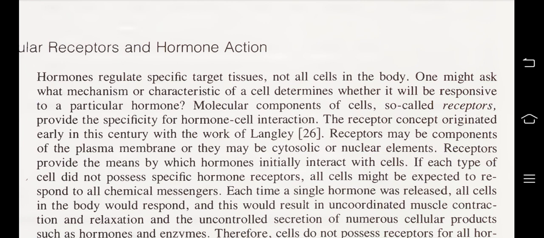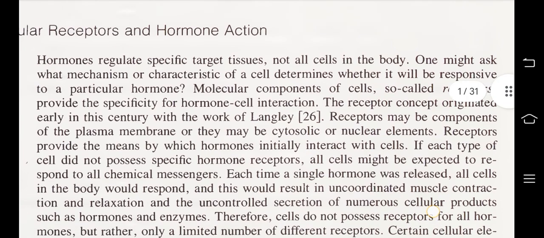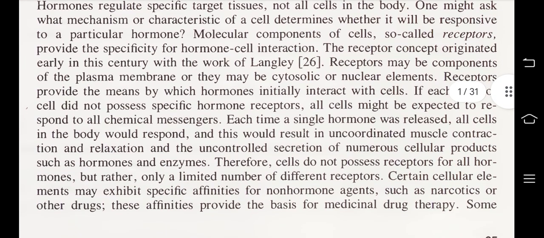The receptor concept originated early in this century with the work of Langley. So receptors may be components of the plasma membrane, or they may be cytosolic or nuclear elements. Receptors provide the means by which hormones initially interact with cells. If each type of cell did not possess specific hormone receptors, all cells might be expected to respond to all chemical messengers.